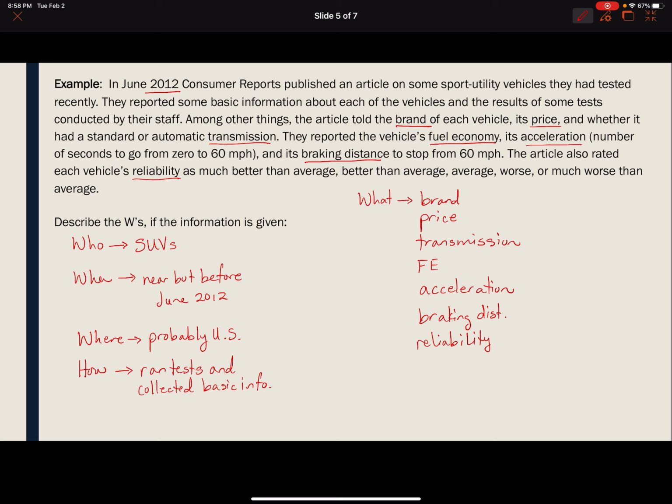And then the why. Why was this data collected? Well, Consumer Reports is an organization that is for customers. So we would say that the reason that they probably collected this was to give information to potential customers.